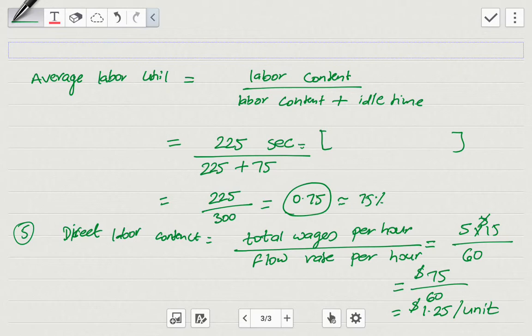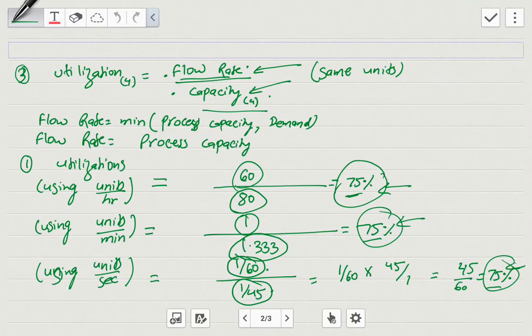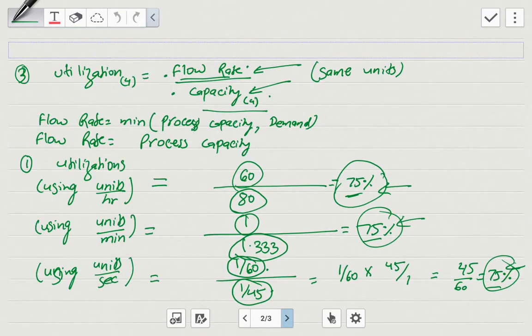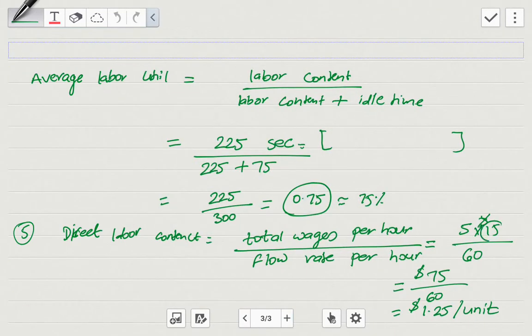Now the question is, for the flow rate, why did we use this value, the 60, and not this value, which is units per minute? The reason is we were given the wage rate in terms of dollars per hour. As our numerator was expressed in dollars per hour, we needed the flow rate in terms of per hour, which is 60. Thus, we get the value 1.25 dollars per unit.